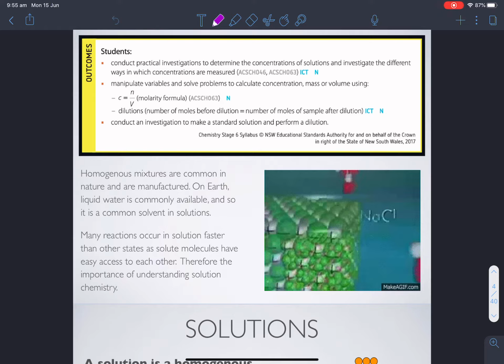So many reactions occur faster in solution than other states because the molecules have easy access to each other. They're not locked up in a solid, they're free to move, they're free to hit each other from any angle. So reactions often happen in solution, and so therefore there's an importance to understand solution chemistry.